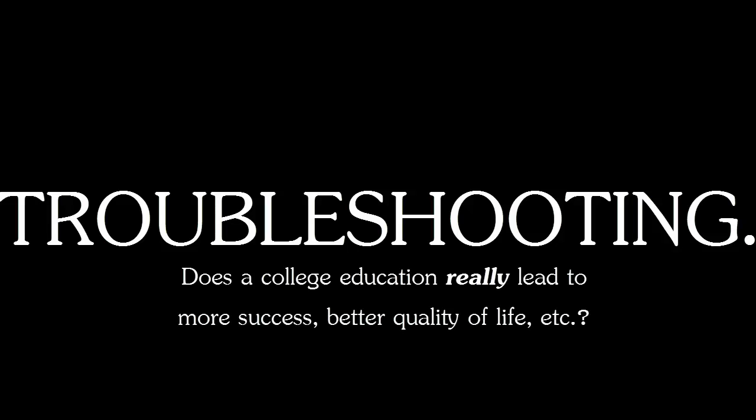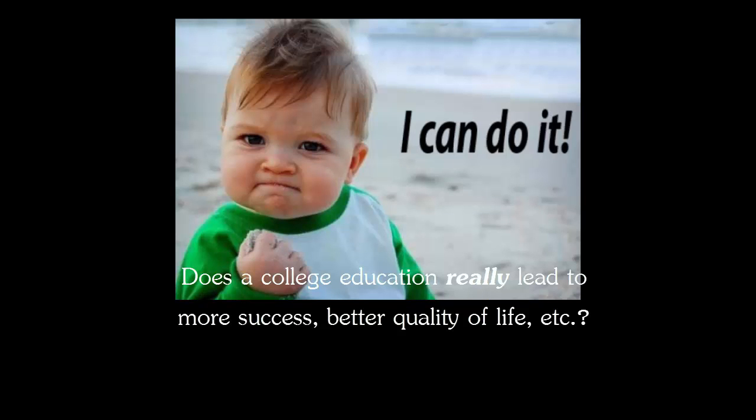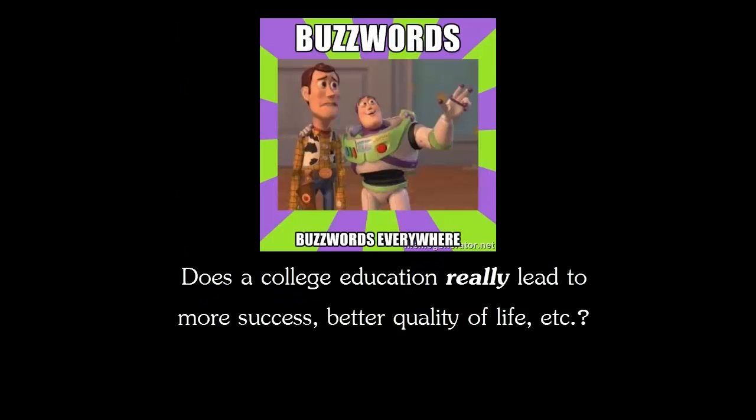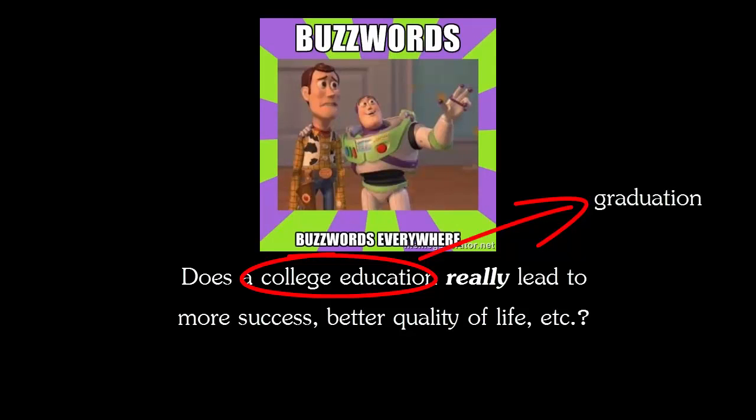Let's talk more broadly just about troubleshooting your searching. Here's a real-life example. A student wants to research whether completing a college education really does lead to more success, better quality of life, etc. On the surface, this isn't a terribly difficult-sounding question. We know there's been research done on this. We know it's a topic of interest to colleges and universities, and it's full of helpful buzzwords or keywords, like college education, graduation, success, quality of life. Yet the student couldn't find anything. So what would you do?